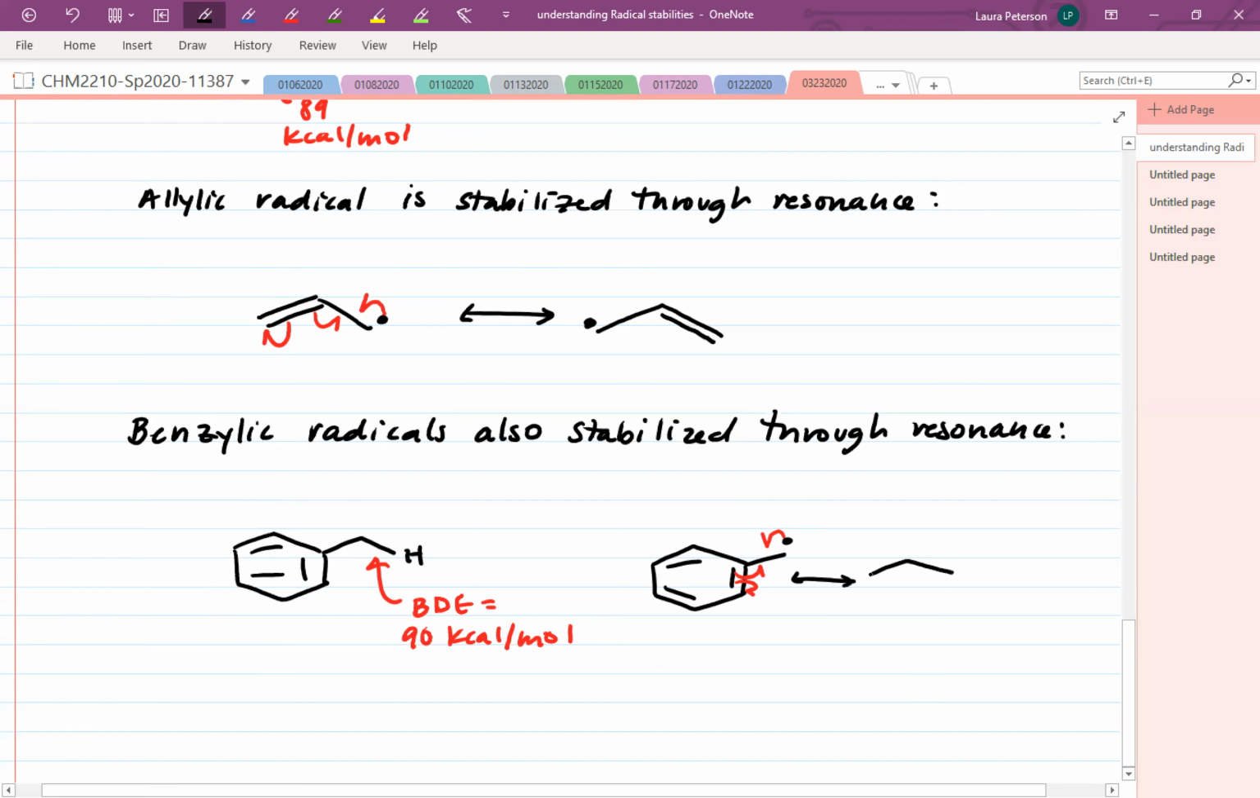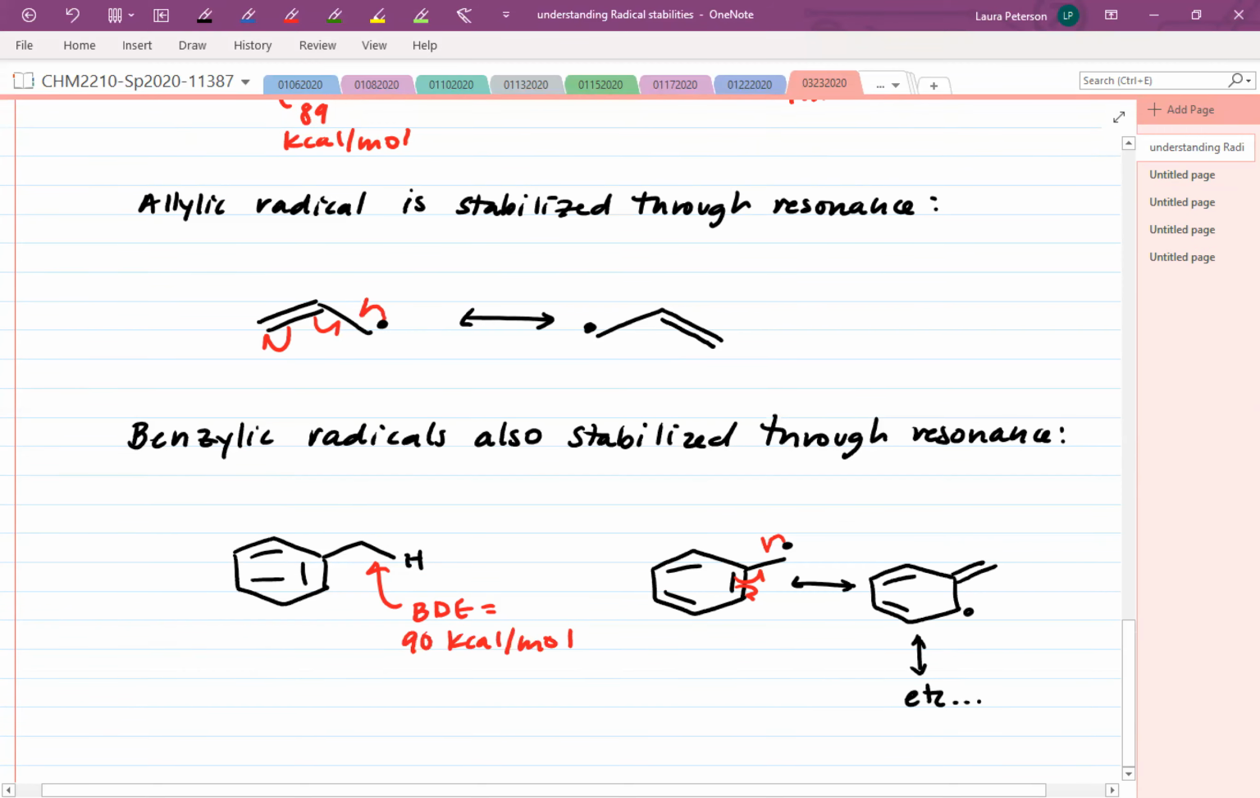And so one of the resonance structures you could get to is this one. But then I'll just say, etc. You could draw some more resonance structures there. So allylic positions and benzylic positions stabilize radicals through the adjacent pi bonds, and that's through resonance.